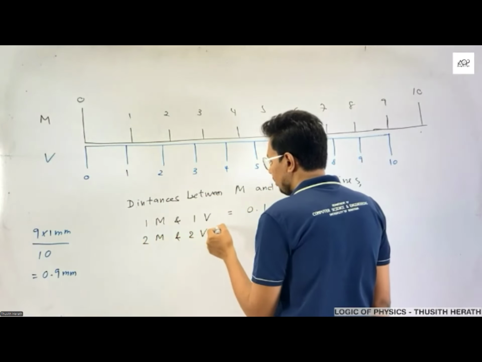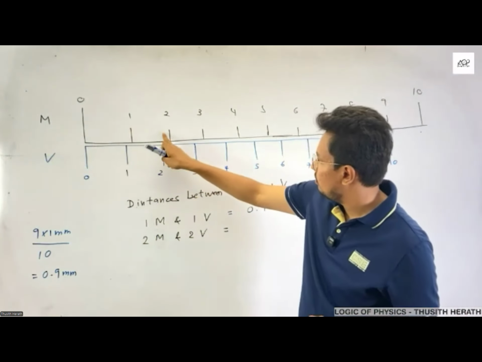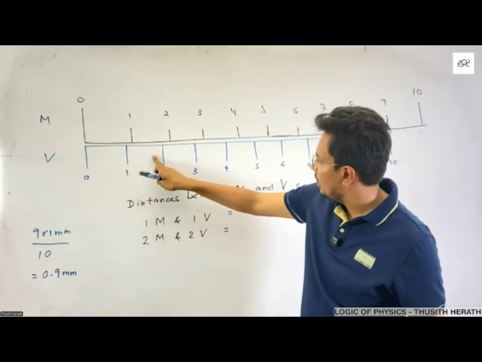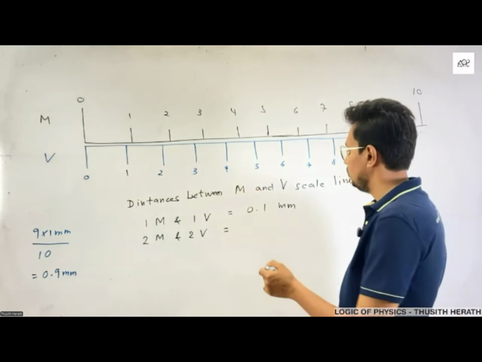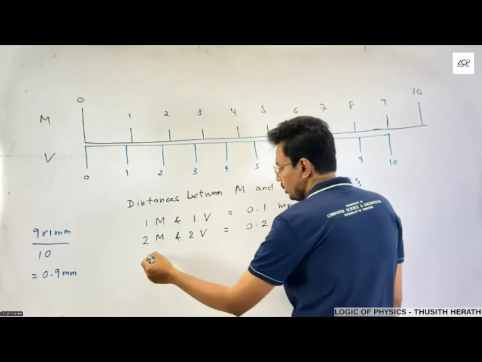2M and 2V, what should be the difference? Here 1 millimeter plus 1 millimeter, it's 2 millimeters. Here 0.9 plus 0.9, 1.8. If we reduce 1.8 from 2 millimeters, it's 0.2. So guess and put in the chat.